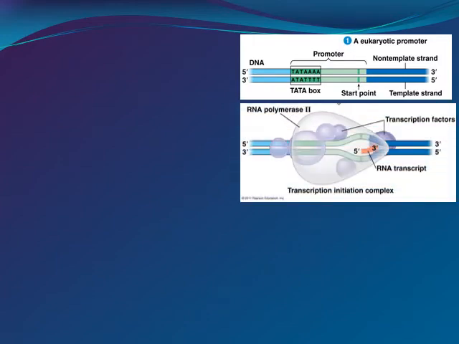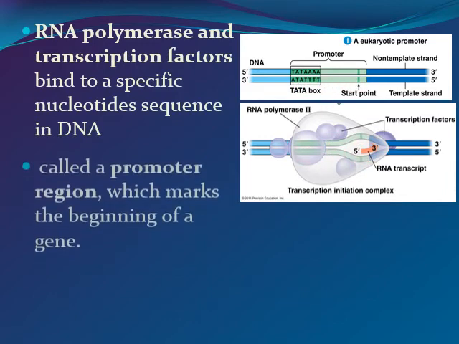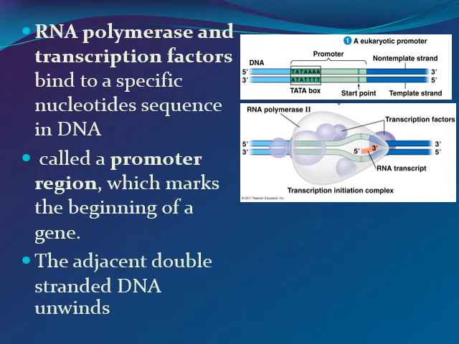Transcription begins at the first step, when RNA polymerase and transcription factor bind to a specific nucleotide sequence in DNA. This is called the promoter region, which marks the beginning of the gene. The adjacent double-strand DNA unwinds, exposing the template strand. The nucleotides that will make up the messenger RNA molecule form H bonds with complementary nucleotides.